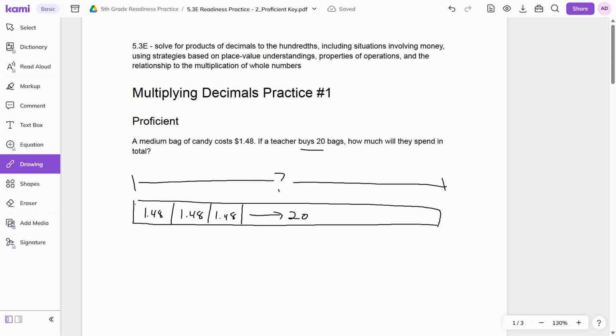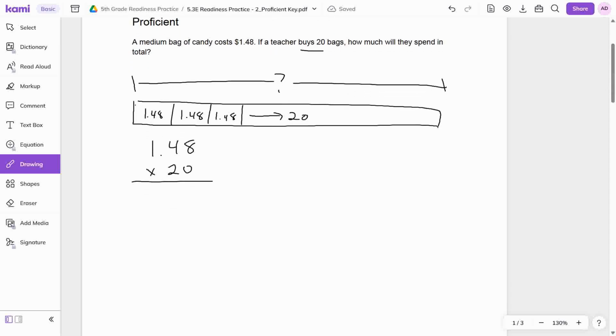Well, multiplication is going to be the best way to do that. And so let's multiply 148 times 20. Now, when we're multiplying and we've got decimals, there's a lot of different ways that you can think about it. The way I like to think about it is I just ignore the decimal. I just pretend like it's not there. And so I just think it's 148 times 20, and I multiply like I was taught how to do that. The decimal comes in at the end.